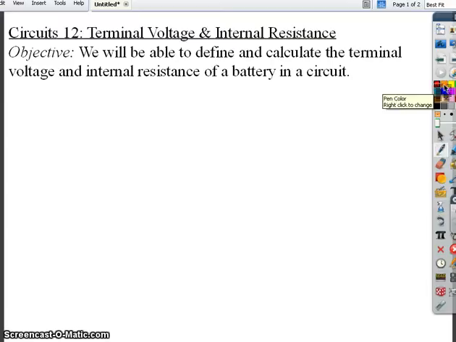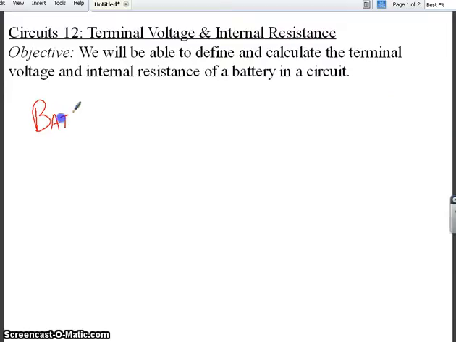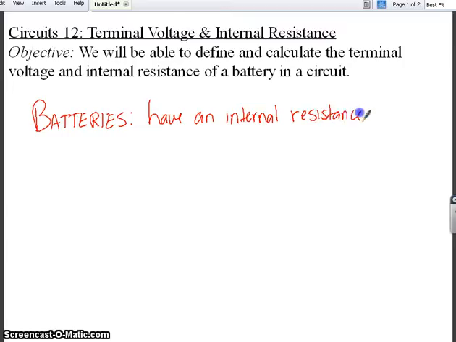Batteries, like students, are lazy. Batteries have an internal resistance. Okay, so in essence, a battery in reality is a resistor. A battery is also a resistor.